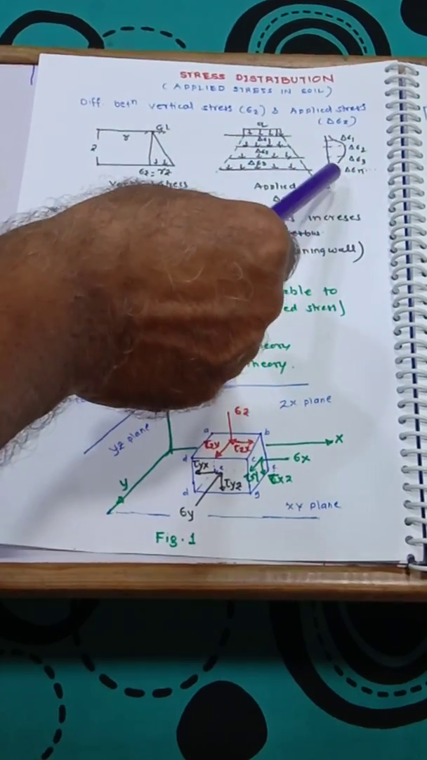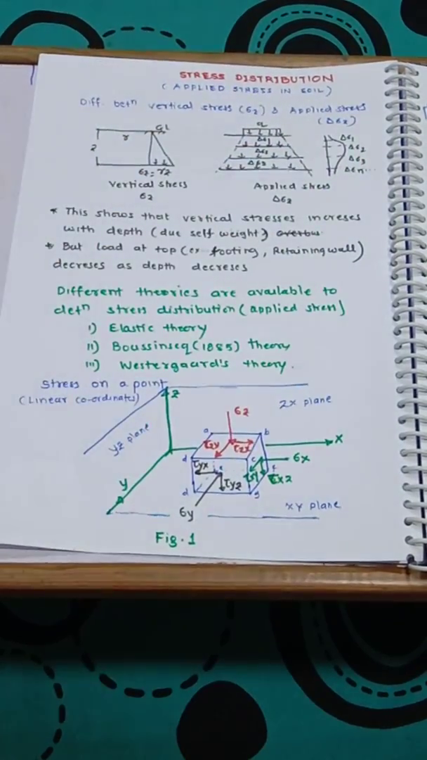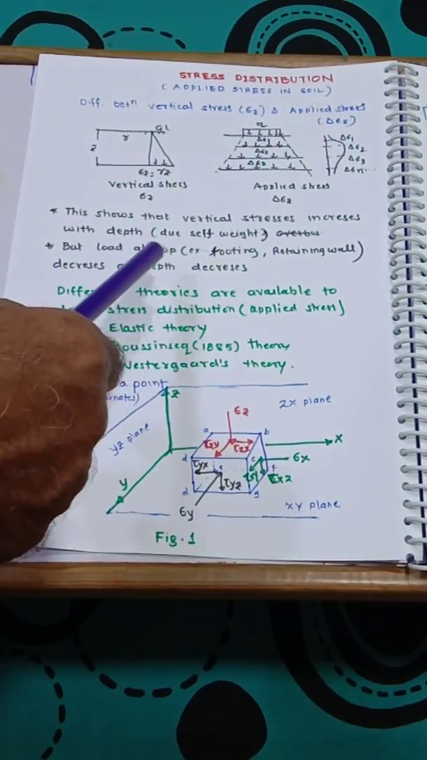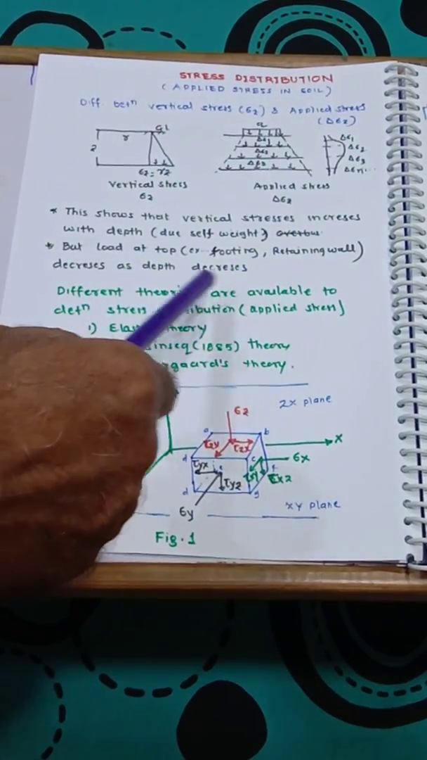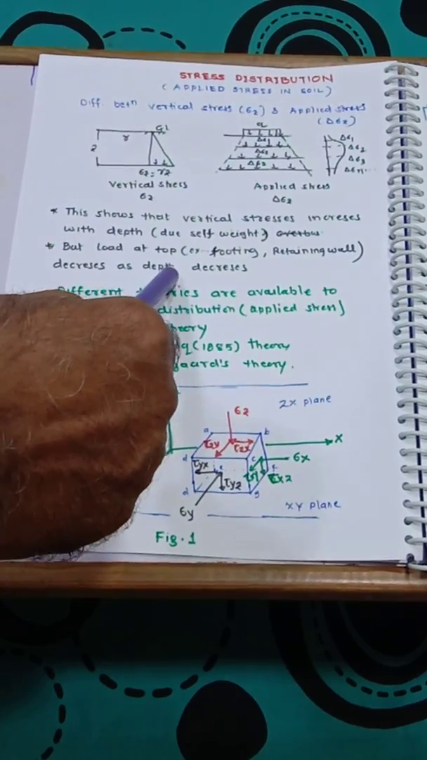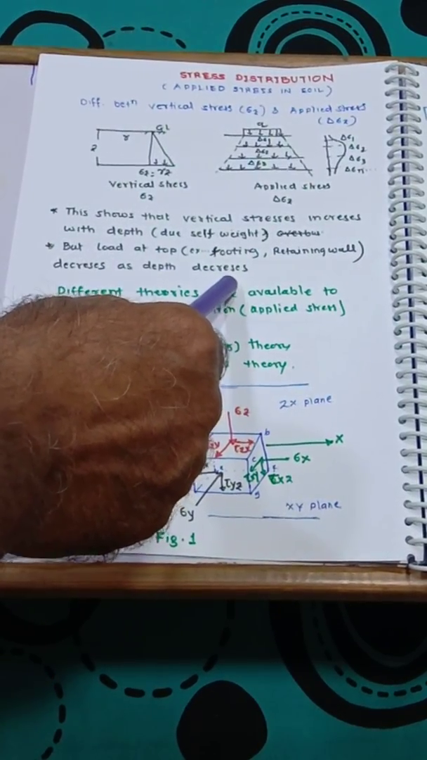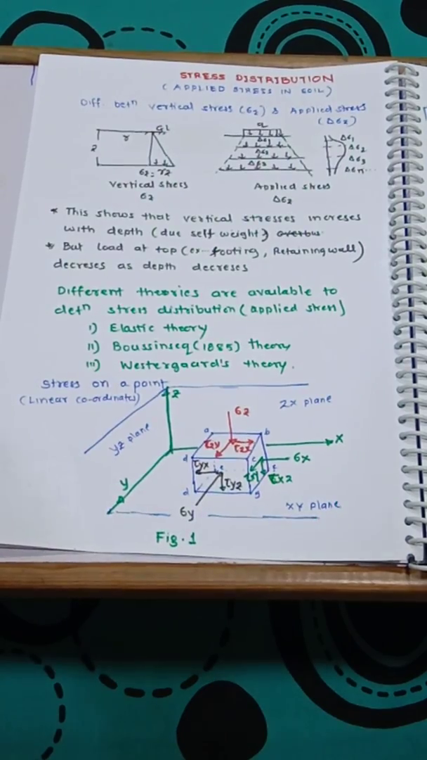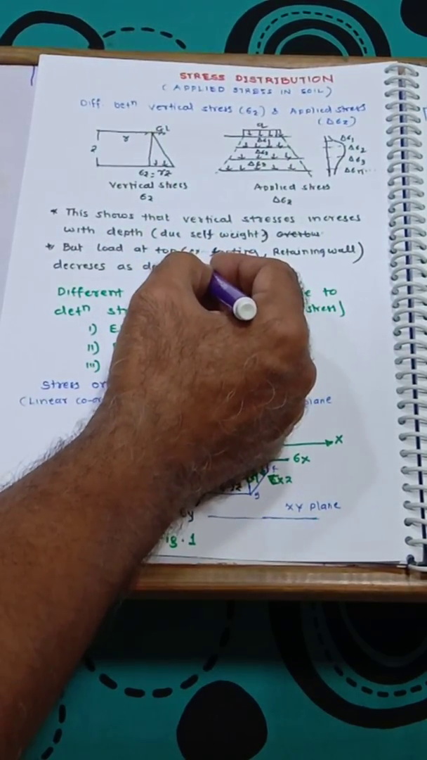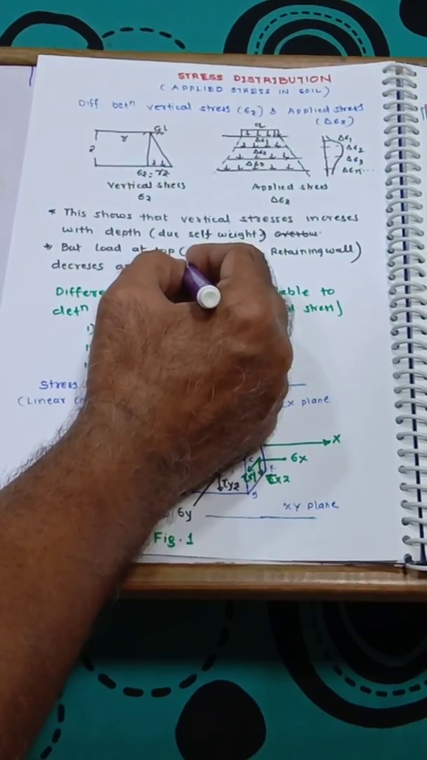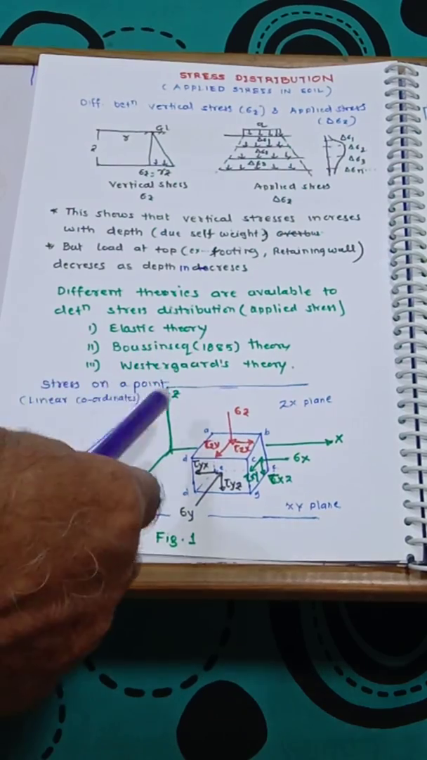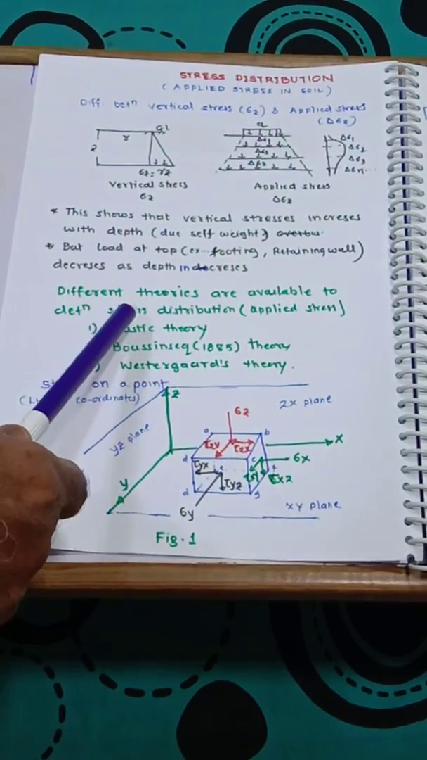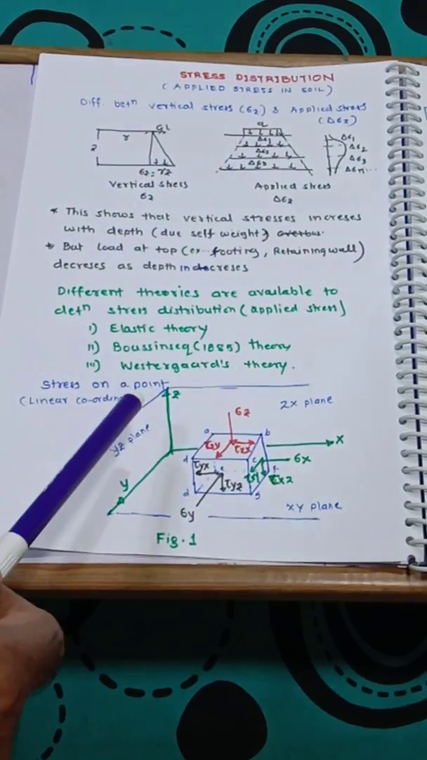Approximately, we can see here. Later on, we will discuss how the stress decreases. So this shows that vertical stress due to self-weight increases with depth, but if you apply a load on the top, the stress decreases as the depth increases. Okay, different theories are available to determine this decrease in the stress.